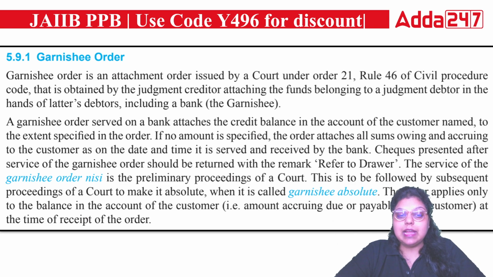A Garnishee order is an attachment order issued by a court under Order 21 Rule 46 of the Civil Procedure Code. A Garnishee order is simply an order from the court given to the bank, which attaches the credit balance in the account of the named customer to the extent specified in the order. Like if any customer has not paid an amount of money to another customer, in that case the court gives the order to the bank to block a certain amount of money in the account of the person who has to make the payment.